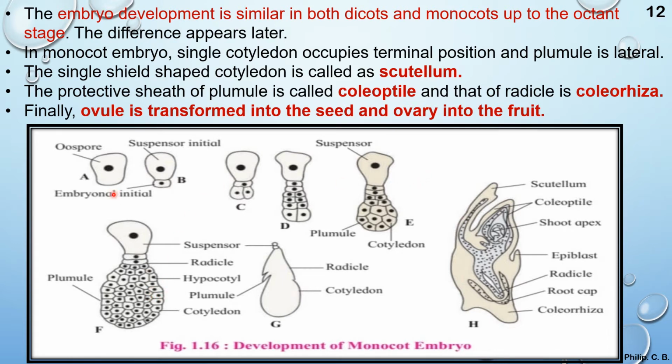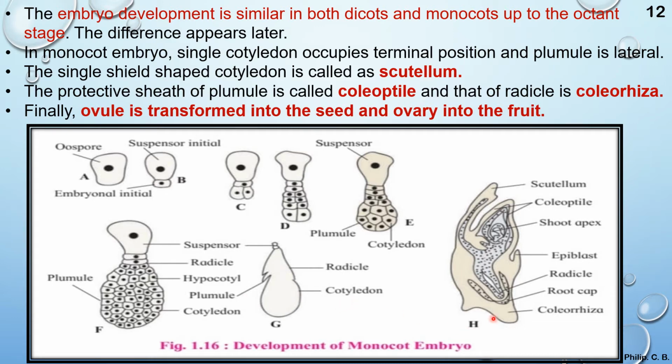Just to go through the image, in figure 1.6, development of monocot embryo, A, you can see the oospore, and then B, which divides into two, as we just learned in the beginning: the upper part, which is the suspensor, and the lower, the embryonal initial. In C, you can see the division taking place. In D, the division takes place further. In E, we can see the suspensor cell, and here the plumule and the cotyledon. In F, the plumule, the larger part, cell division takes place: suspensor, radicle, hypocotyl, plumule, and the cotyledon. In G, we are very clear about the plumule part, radicle, and the cotyledon.